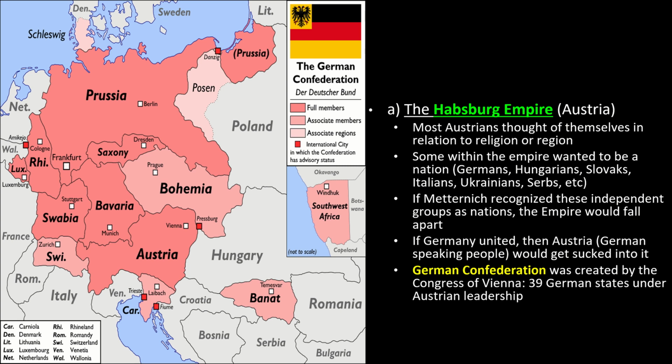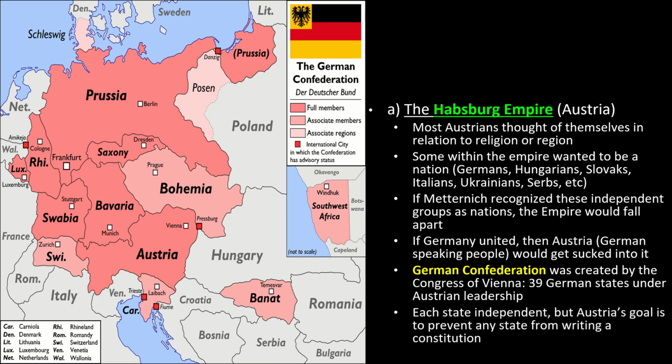Now, guys, all of this was called the German Confederation, okay? So after Napoleon was defeated at the Congress of Vienna, the German states were organized into this thing called the German Confederation. Basically, instead of the big mess that it was, 39 German states are going to be united under Austrian leadership. But like I said, Prussia's a really powerful state. And if they decide that they're going to unite Germany, spoiler alert, that's what they're going to do, then Austria is going to be in some serious trouble.